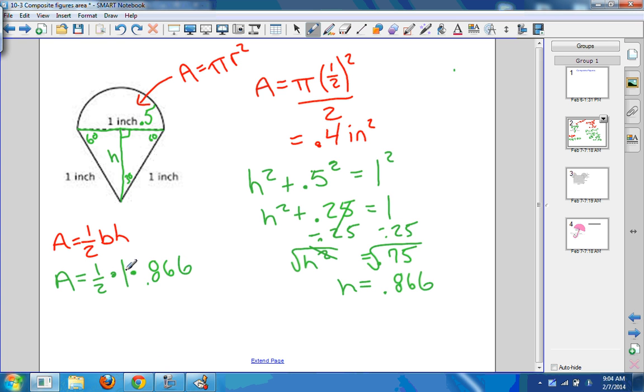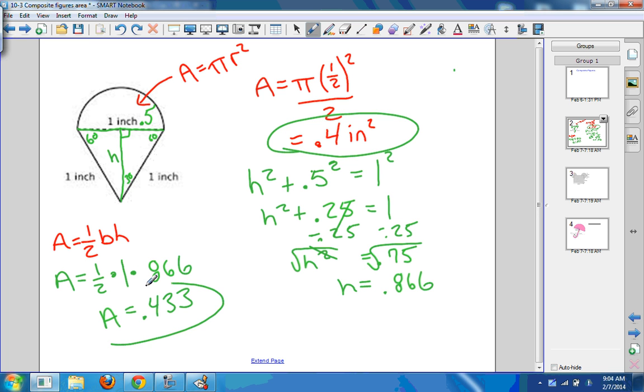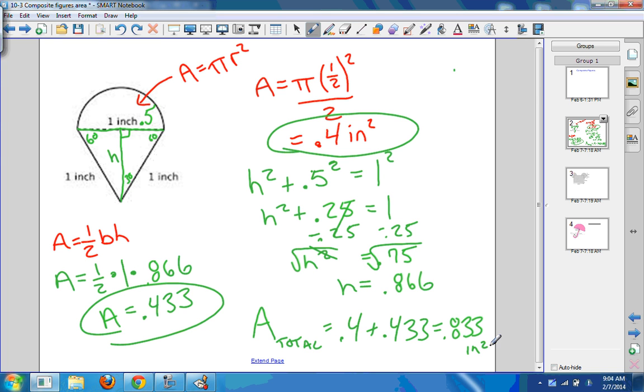So 1/2 times 1 is 1/2. 1/2 of 0.866 is going to equal 0.433. So now this composite shape here, we just need to add our two areas together. So 0.4 plus 0.433 will give us our total area. 0.4 plus 0.433, and that's going to equal 0.833, and this is inches squared.